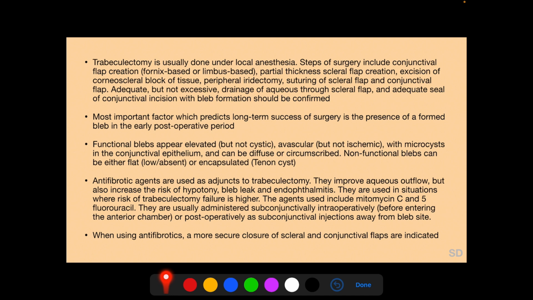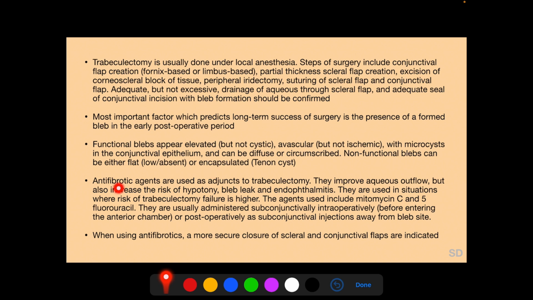The most important factor which predicts long-term success of surgery is the presence of a formed bleb in the early post-operative period. Functional blebs appear elevated, avascular, and with microcysts in the conjunctival epithelium and can be either diffuse or circumscribed. Non-functional blebs can be either flat or encapsulated in appearance.